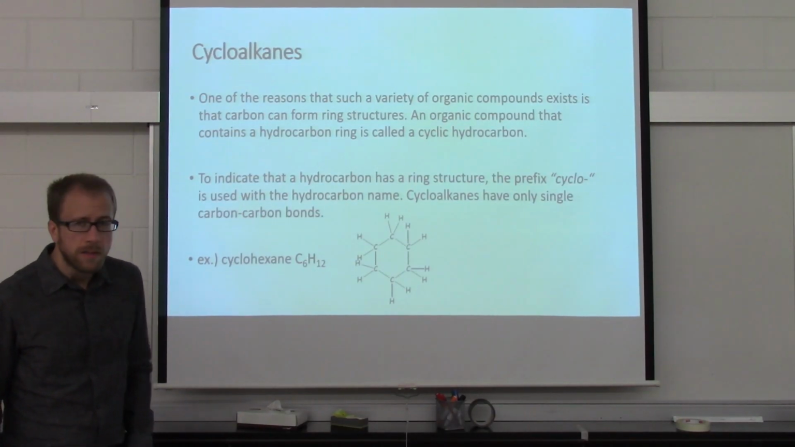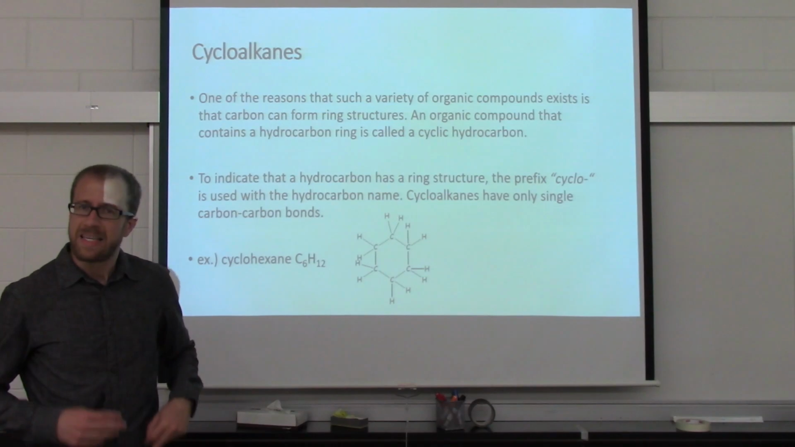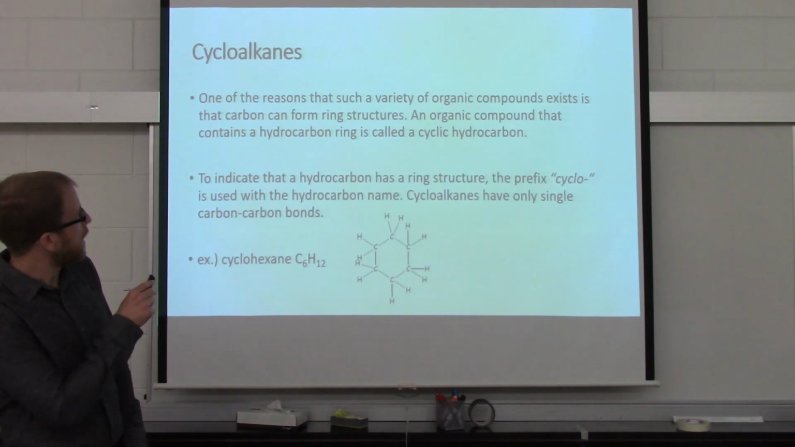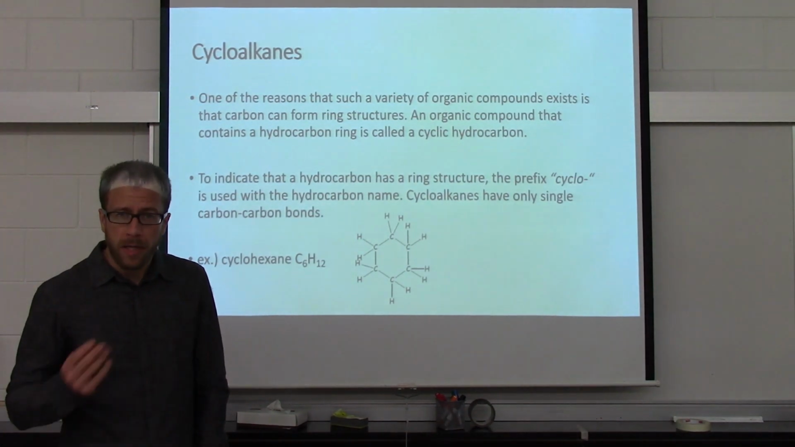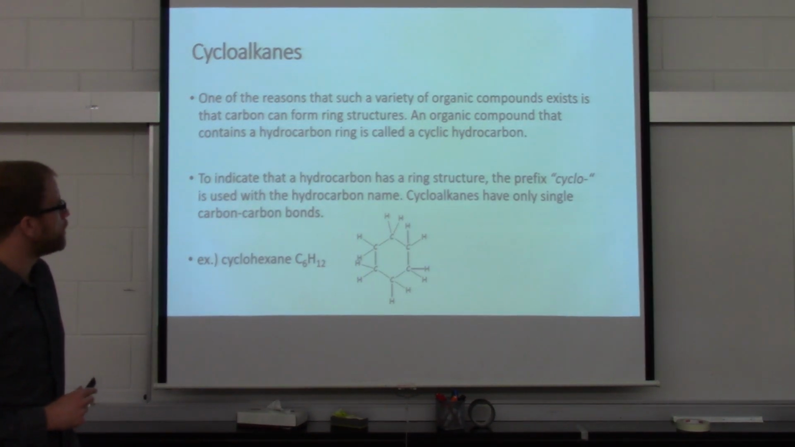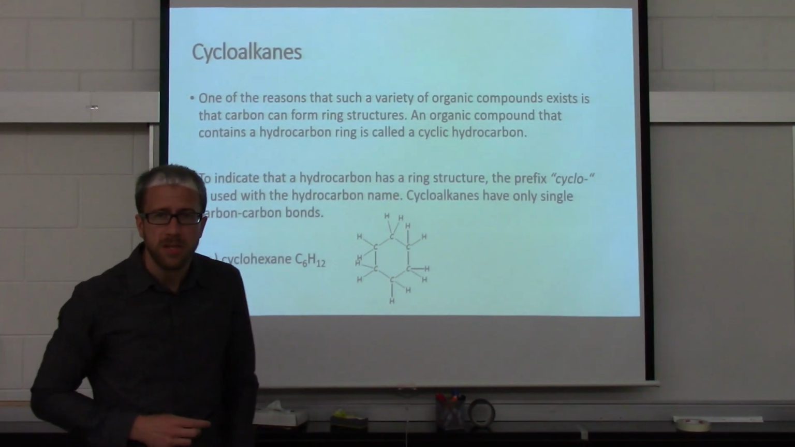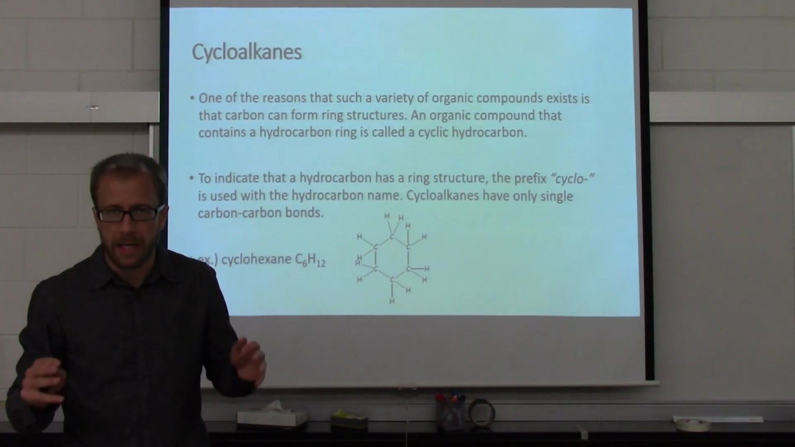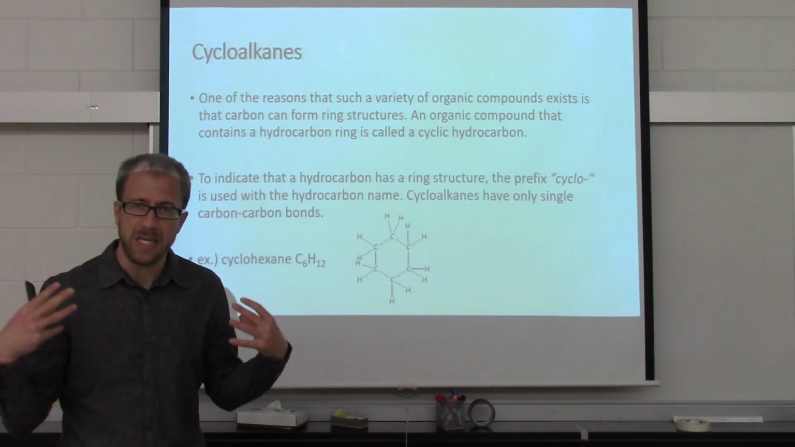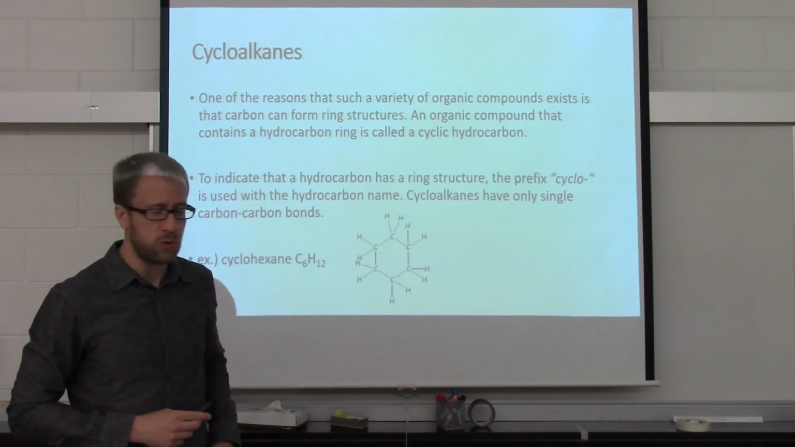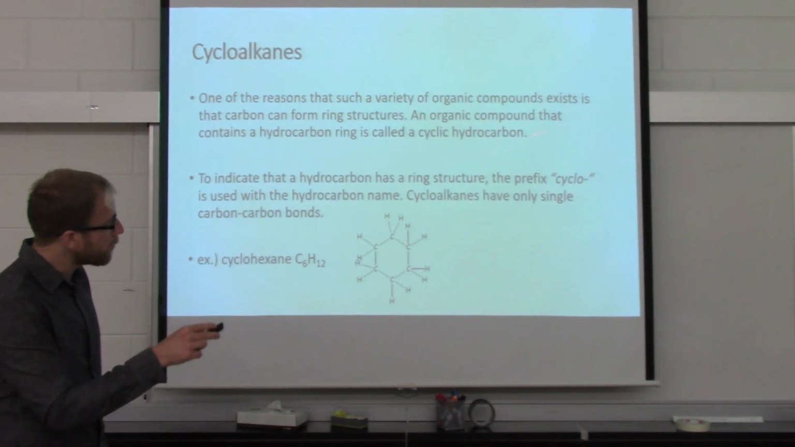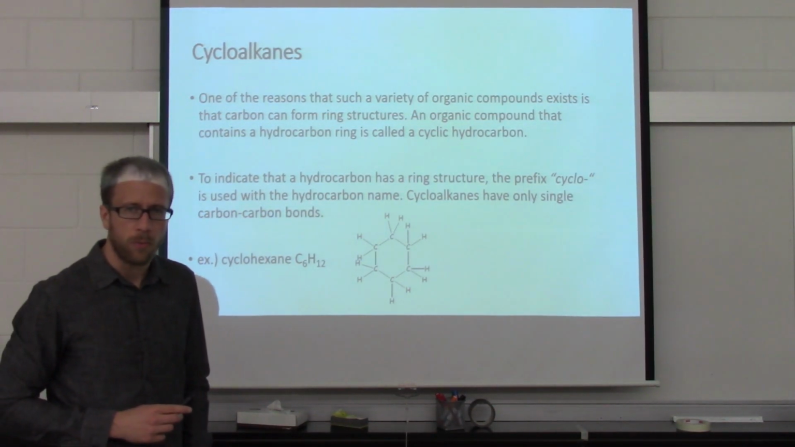Hello class. Today we're going to be learning about cycloalkanes, alkenes, and alkynes. Cycloalkanes, as their name suggests, are alkanes that are cyclic in nature. Now, this is a huge reason why we have such a great variety of organic compounds. A lot of complex compounds in your body, in the foods we eat, they incorporate these ring structures. Now, when we're naming these structures, we have to include the prefix cyclo.